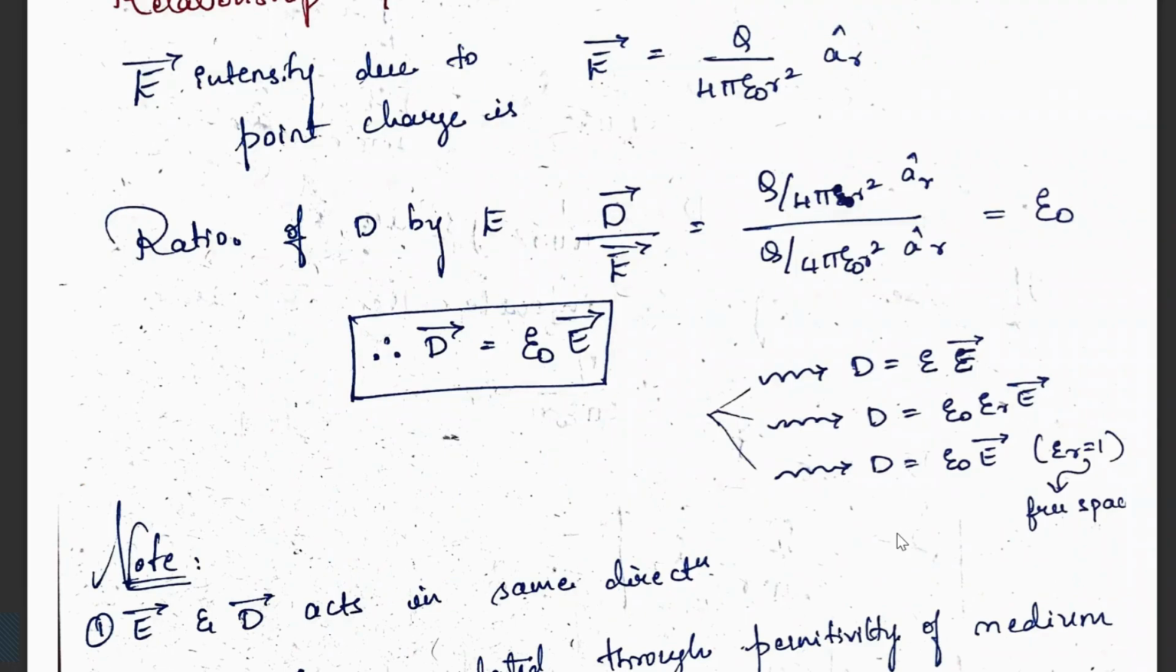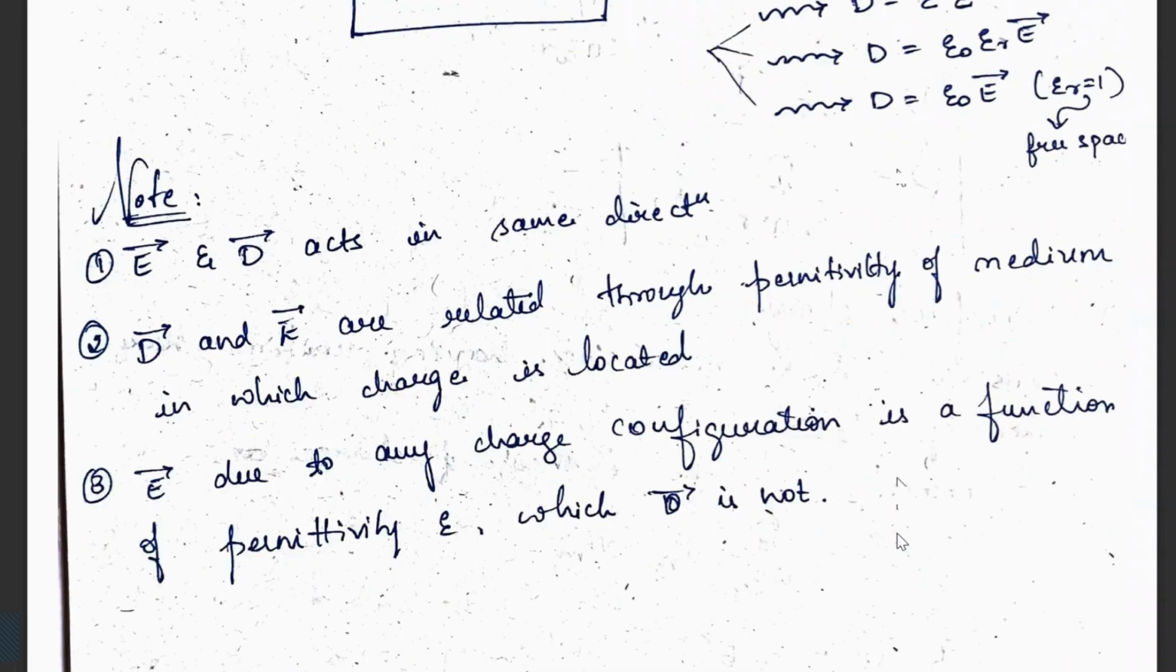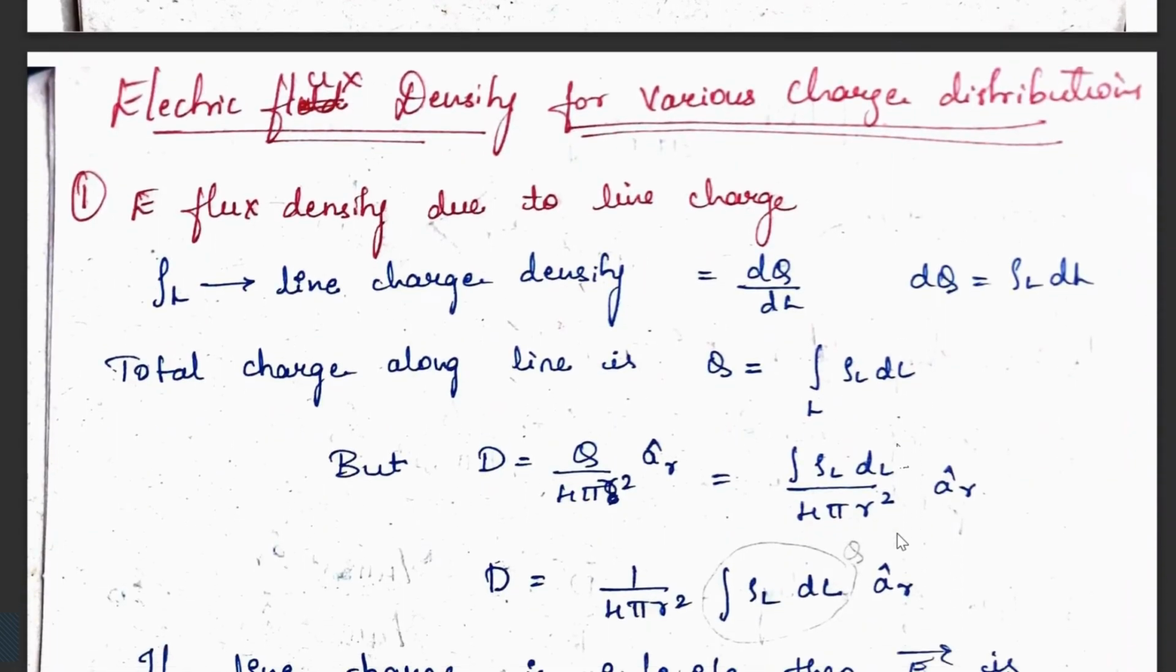For some medium, we can write the permittivity as epsilon naught into epsilon r. The E vector and D vector act in the same direction. The D vector and E vector are related through the permittivity of the medium in which the charge is located. The E vector due to any charge configuration is a function of the permittivity epsilon naught, whereas the D vector is not. Next concept, electric flux density of various charge distributions, that is line charge, surface charge and volume charge.